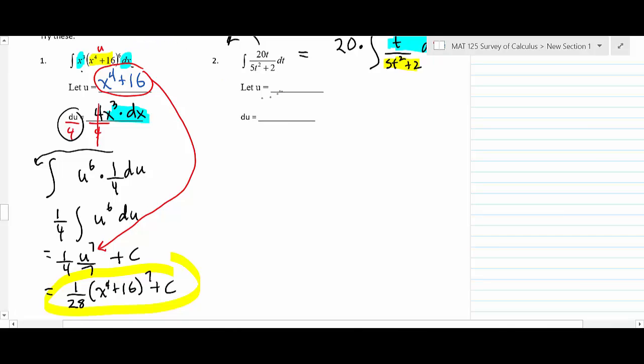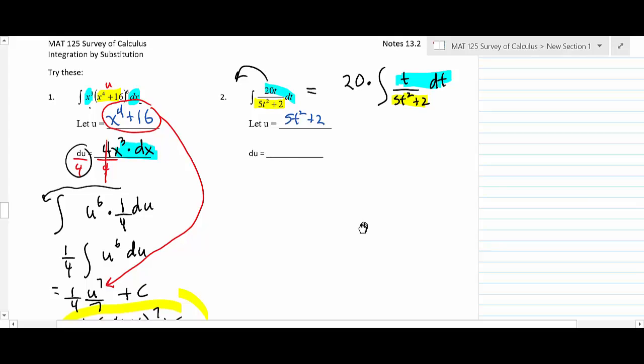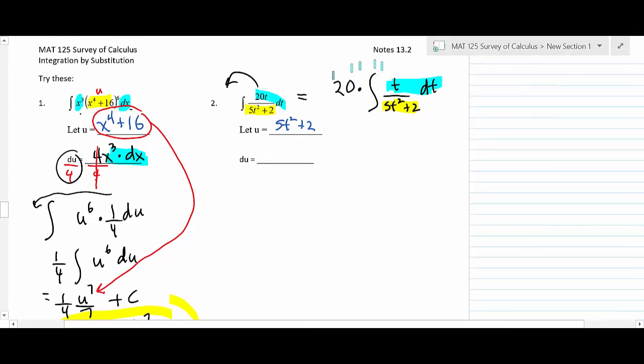The last one, the way to do number 2 is to let u be the denominator, 5t squared plus 2. Then you can take the 20 out. What I was trying to show you is it's best to take the 20 out first. So we're hoping that du will be the thing I've got in blue over here. Notice that is 10t dt. So see what I got. I got the u. That matches.